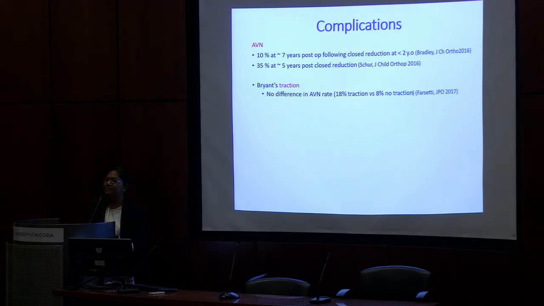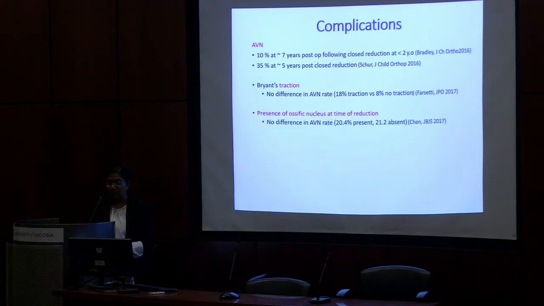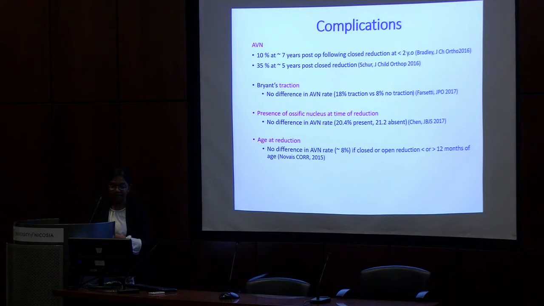In the past, people have used something called traction, where they put a little bit of traction on the legs to try and reduce the risk of AVN, but that has not been shown to reduce the risk of AVN. Some people believe that you have to wait until you can see the ossific nucleus before you reduce the hip, so you're not squishing the cartilage when you're doing it. But again, that hasn't borne out in studies. The AVN rate is the same whether you see the ossific nucleus or not. And there's no real difference in terms of the age of reduction, whether you wait until they're a year or not, in terms of AVN rate.